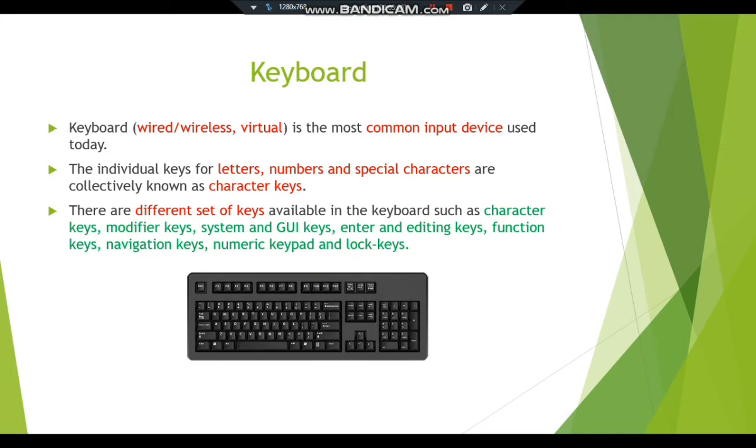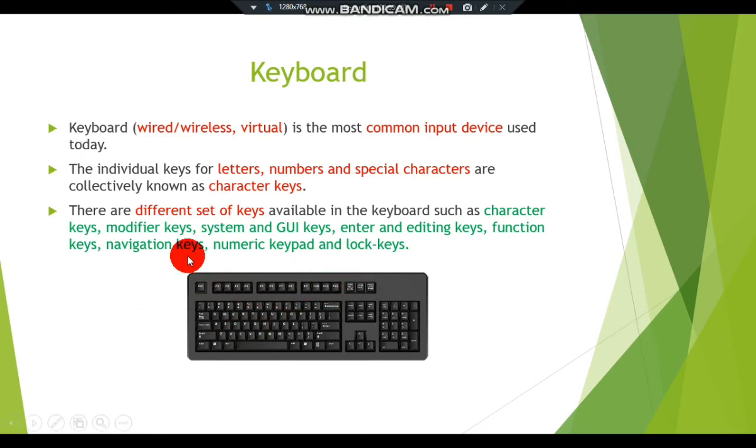And then enter and editing keys, function keys, navigation keys. Navigation means if you want to move from one place to another place, we use the navigation keys, that is arrow marks, home, end, page up, page down. Then function keys: the keys from F1 to F12. Each key has its own individual functionality. For example, if you press the F1 key, then the help window will be opened. Depending upon the application, the key's function also differs.